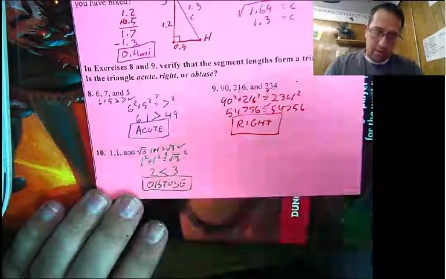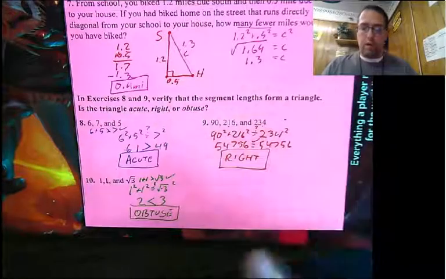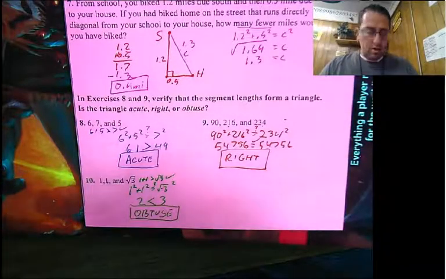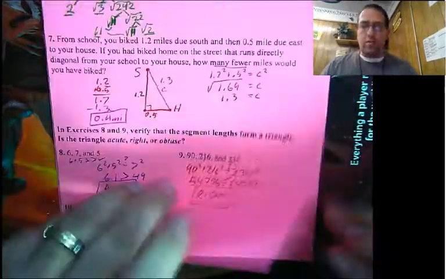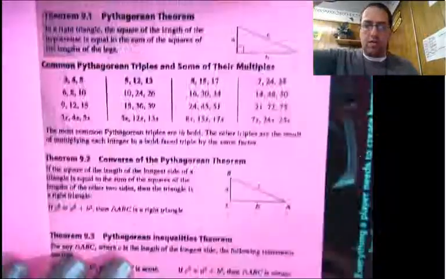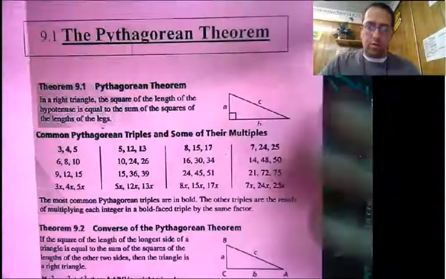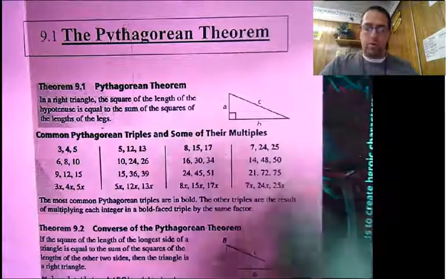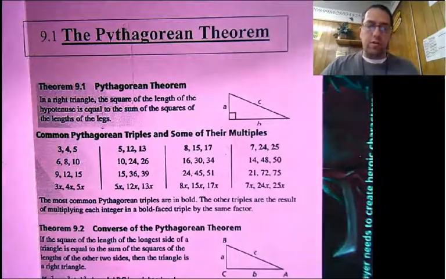All right. And there it is. So not too bad. Not too bad at all. So here we have a nice little review of the Pythagorean Theorem. All right. Some Pythagorean triples. Good stuff to write down. Make sure you have that. It will help you out on a lot of stuff.